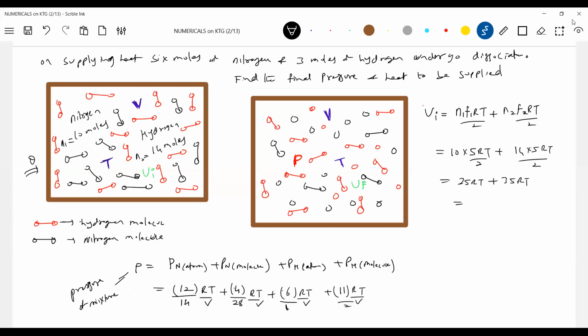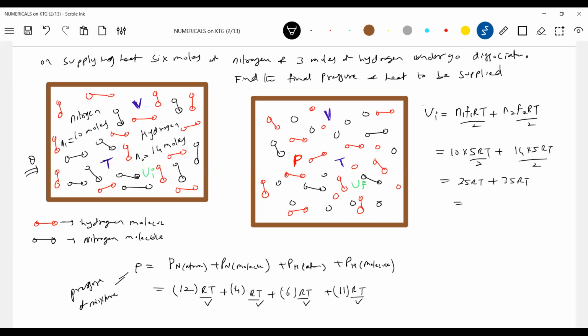PV equals nRT, no? Yes, sir. This molecular mass need not be known for nRT. Mass means, okay, we will come to it. This is not needed. If the mass of the gas comes in, then the molecular mass will come into the picture. Okay, we'll have this much here.